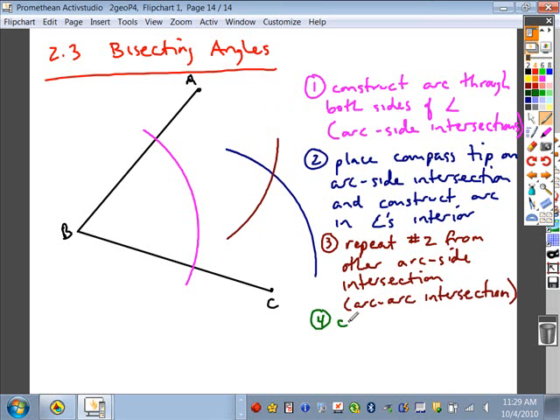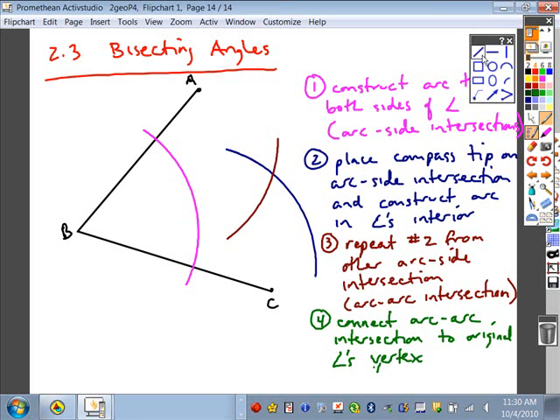The final step is to connect this arc-arc intersection to the original angle's vertex, and that will be your angle bisector. Okay, so if you connect from the vertex, pass it through this intersection, you will have bisected this angle.